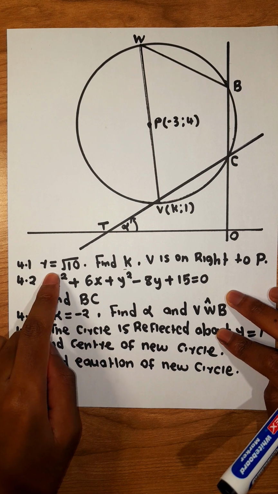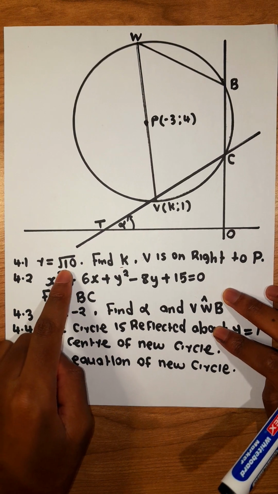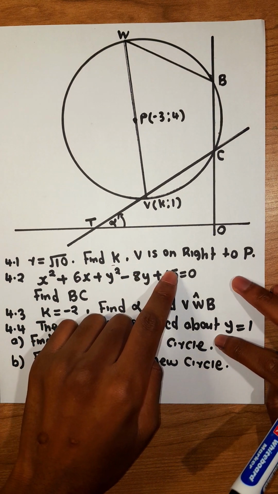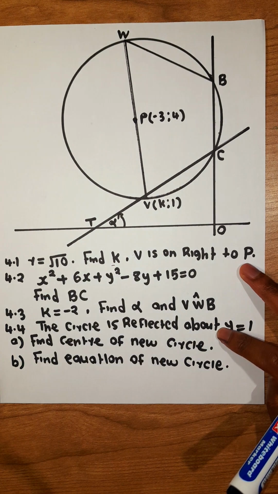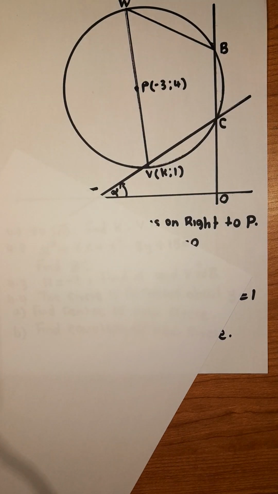Now we learned that the radius of the circle is root of 10. So they say find K, V is on the right of P. So they want us to find the value of K. How can we quickly find the value of K? So this is what we should do.